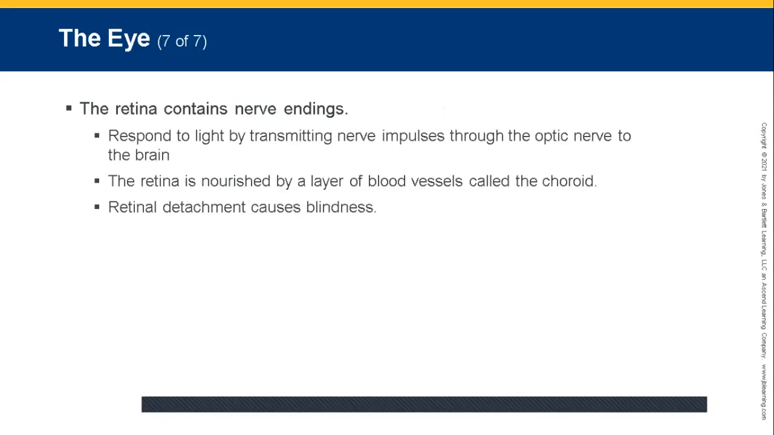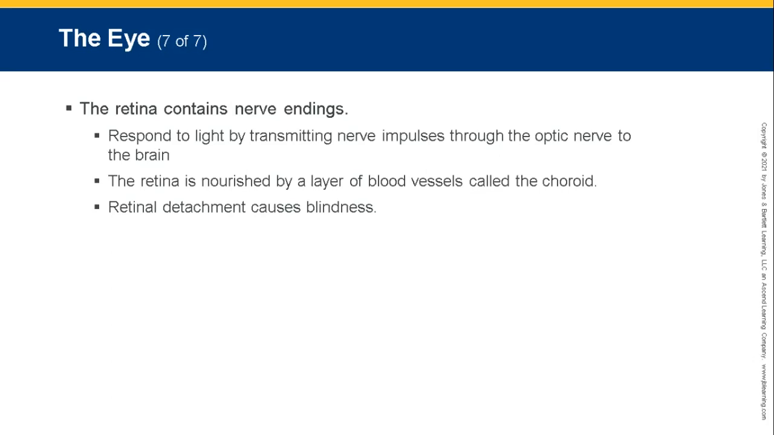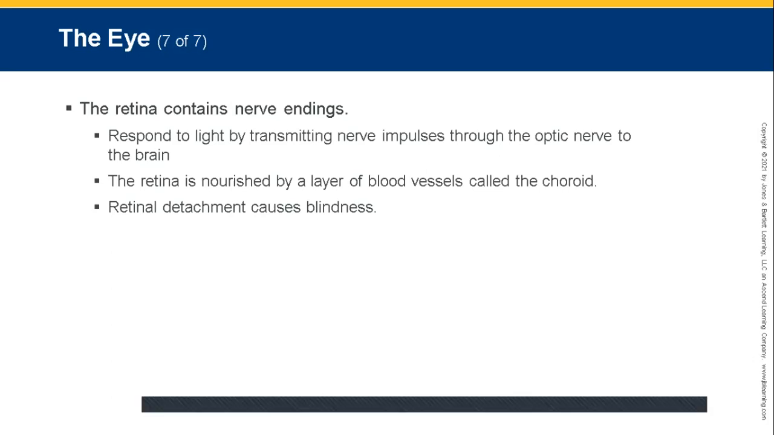The retina contains nerve endings, and it responds to light by transmitting nerve impulses through the optic nerve to the brain. The retina is nourished by a layer of blood vessels called the choroid, and retinal detachment causes blindness. As I stated previously, the retina is the connection point between the eye and the brain. If it's detached, the person won't be able to see.